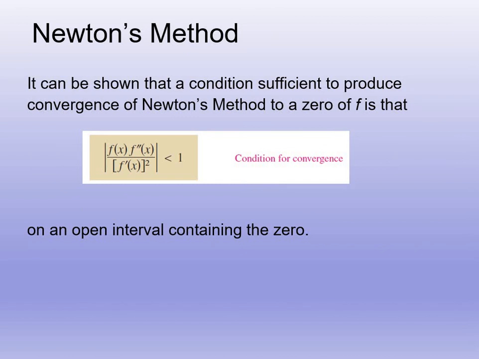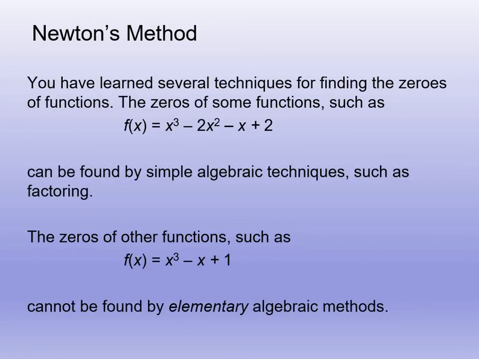If we want to produce convergence and overcome that, we use this: f of x times f double prime of x divided by f prime of x squared. That's our condition. It has to be less than 1 for the conditions of convergence on an open interval containing the zero. This one gets into more advanced algebra for us.